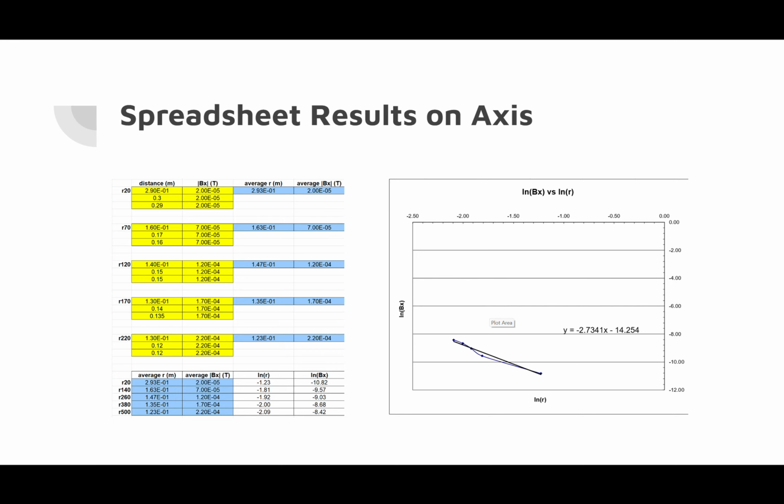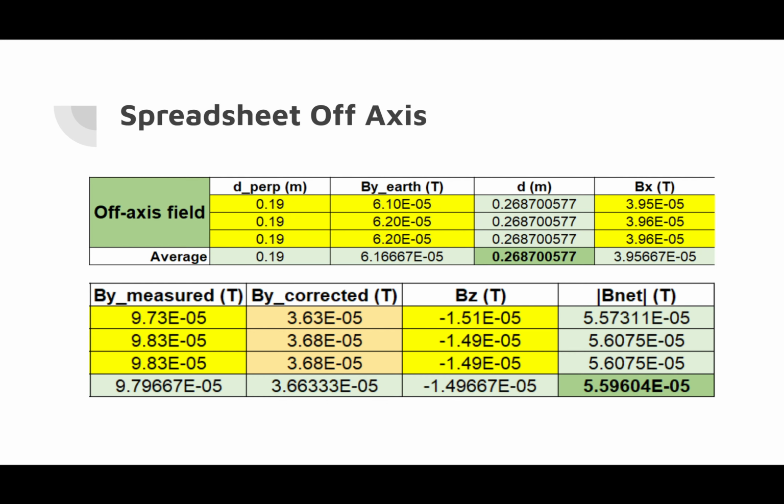The spreadsheet results and the actual graph. Here is the on-axis. You can see that the B of x are all the same for each r group, and the distance is what changes because we had to find what distance gave us that B value. And then here is the linearized graph.